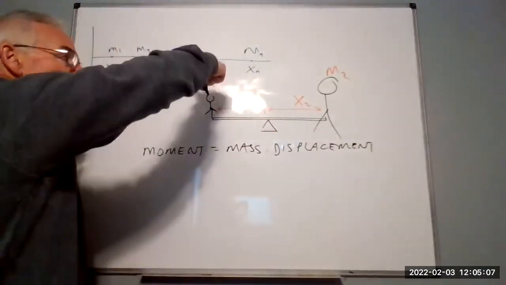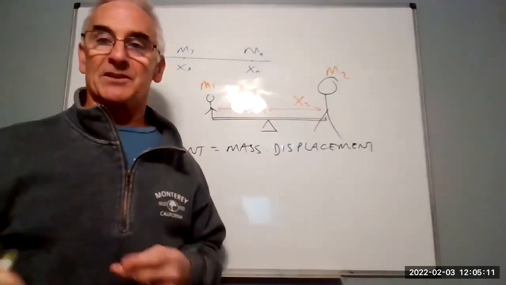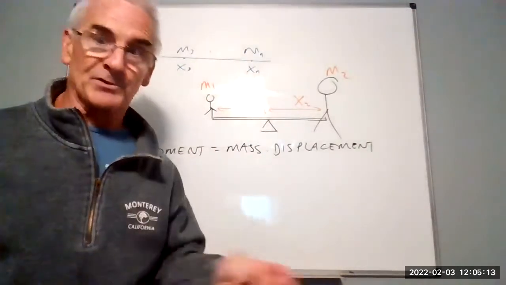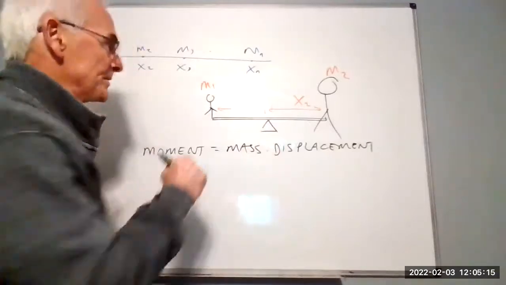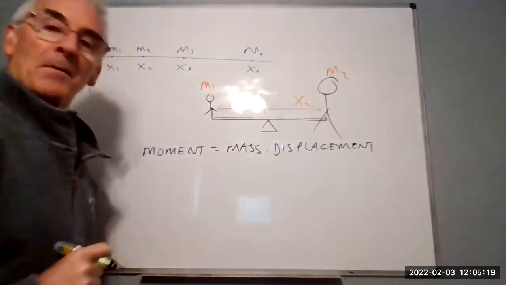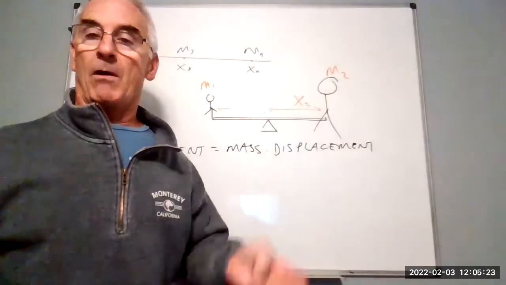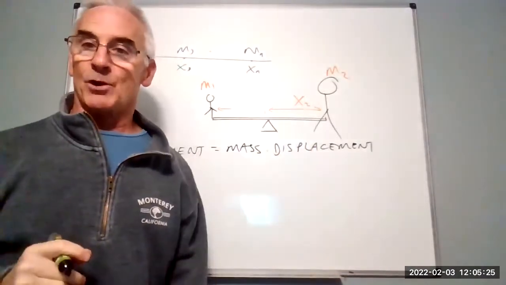So the moment for the first kid is m1 times x1. Now, moment doesn't have a unit. It's not like joules or pounds or anything else. We just say the moment is this product. The second moment is this product. Balance can only occur if the moments are equal. That's an absolute law of physics.